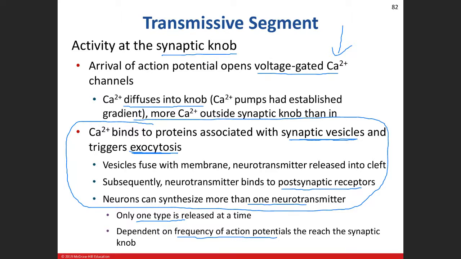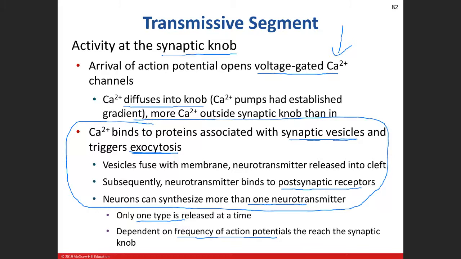Action potential comes down. It stimulates the voltage-gated calcium channels into opening up. Calcium diffuses into the cell, binds onto the synaptic vesicles. The synaptic vesicles hold the neurotransmitter. The synaptic vesicles migrate to the plasma membrane closest to the synaptic cleft. They fuse with the plasma membrane and release the neurotransmitter through the process of exocytosis. The neurotransmitter then diffuses across the synaptic cleft and will bind onto the postsynaptic receptors on the other side.